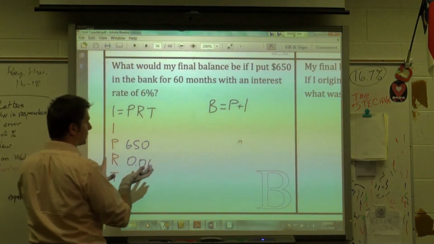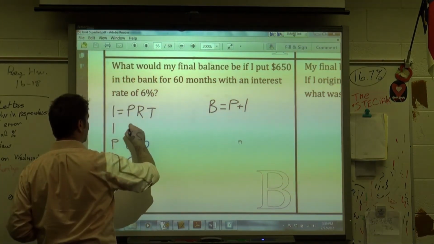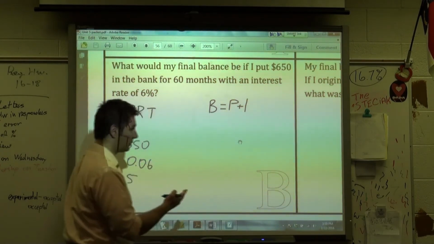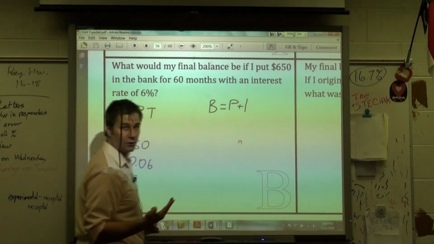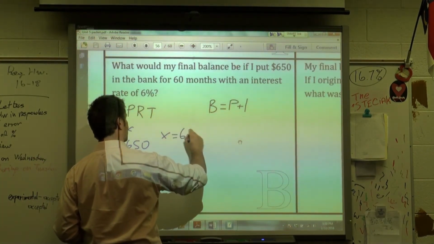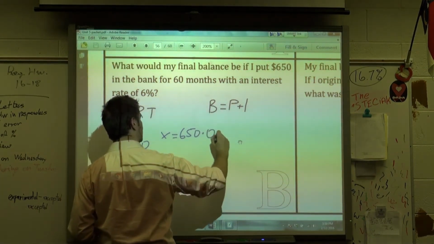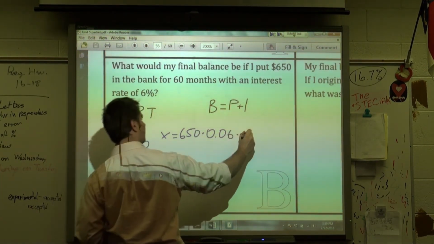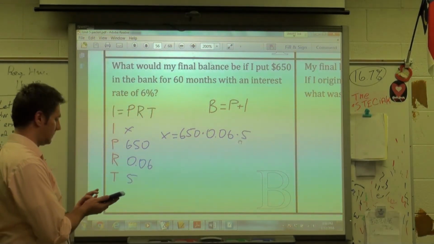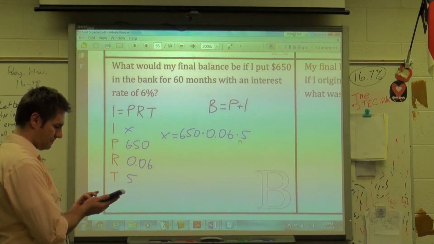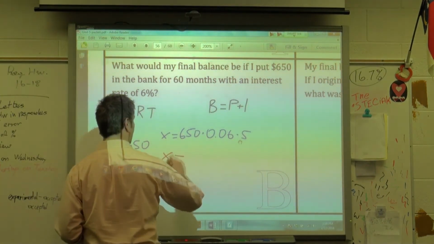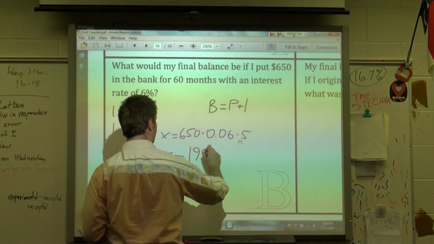When I put this all together, I see that I don't have interest. And in my formula for balance, I need my principal, which I already have, and interest, which I don't have. So let's find what that interest is. So my x will equal 650 times 0.06 times 5. My interest will equal $195.